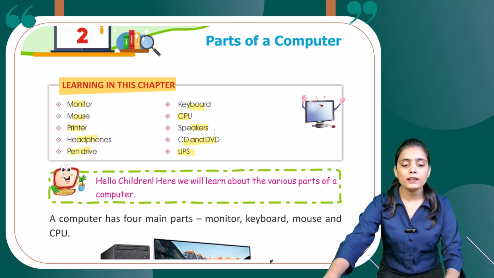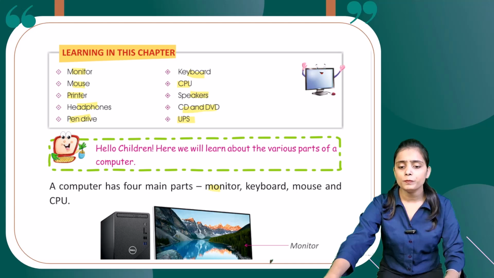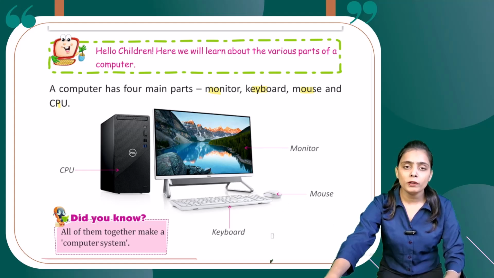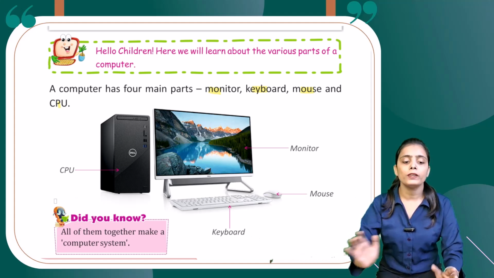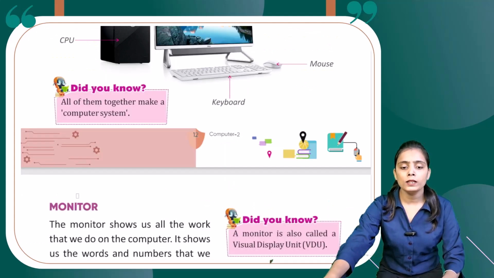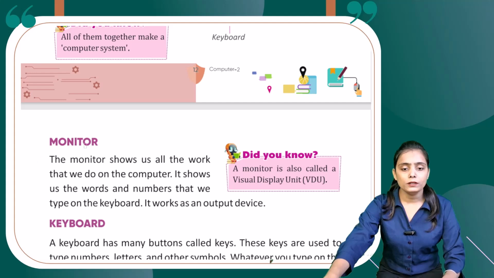Okay, so computer has four main parts: monitor, keyboard, mouse and CPU. And here you can see this in this picture. You can see all the four main parts of the computer in this picture: keyboard, mouse, monitor and CPU. And did you know all of them together make a computer system? So now let's move forward and see here monitor.